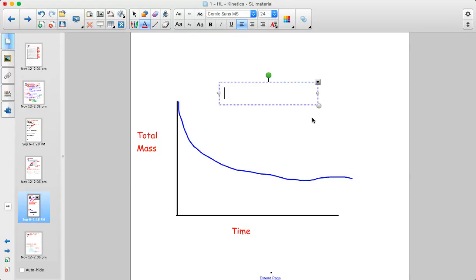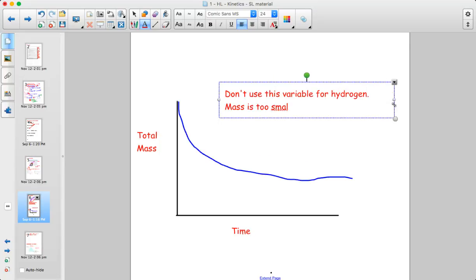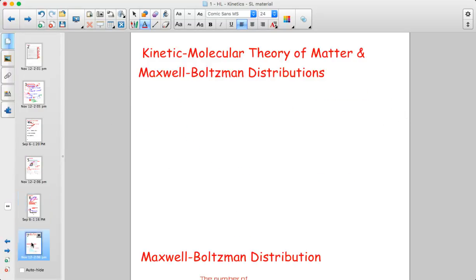You should note that if you want to measure change in mass as your variable, don't use this variable for hydrogen. If hydrogen is your product, the mass is too small to show a noticeable difference on most balances. So this works pretty well if you're producing carbon dioxide or oxygen as your gas. You can use these variables, but not hydrogen.